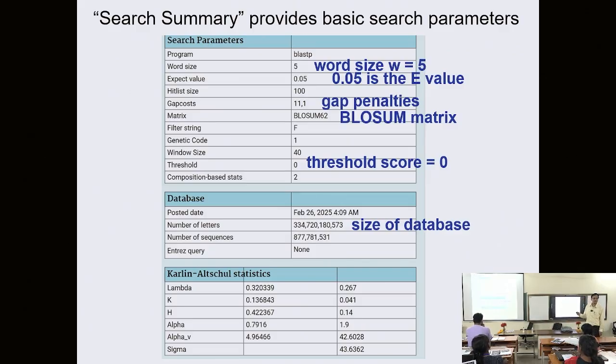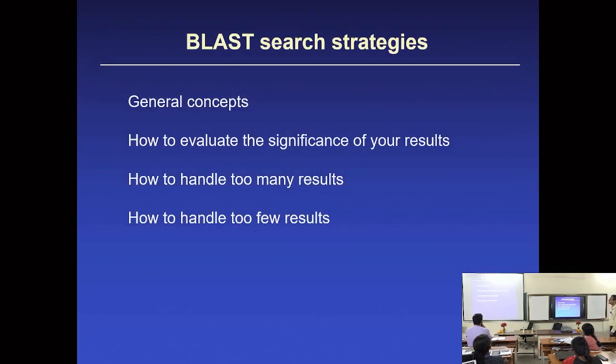Threshold, you remember threshold? That was 11. Now they have made it even lower actually. Threshold is 0. So there would be now more hits and extensions, right? Because I think computers have become really fast, so they are lowering it because of the computational power we now have. And then size of database and so on, and these are the parameters of Karlin-Altschul statistics. These are the constants actually. Yes, question? No, okay.